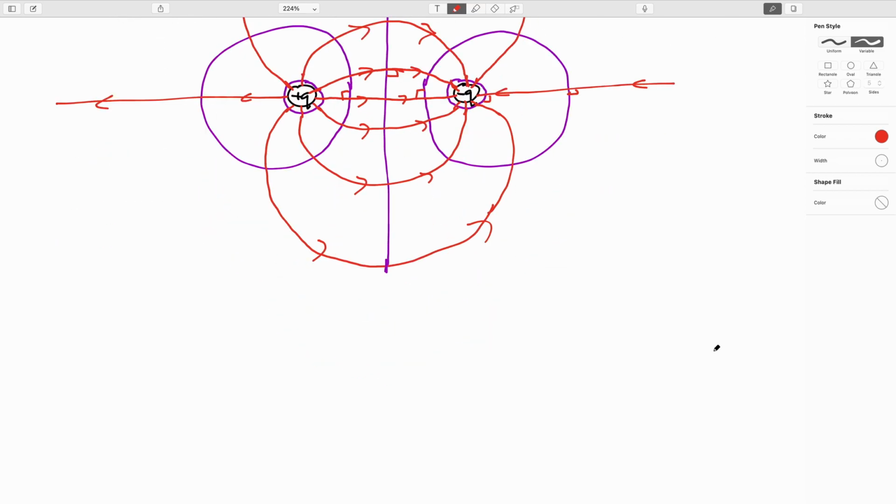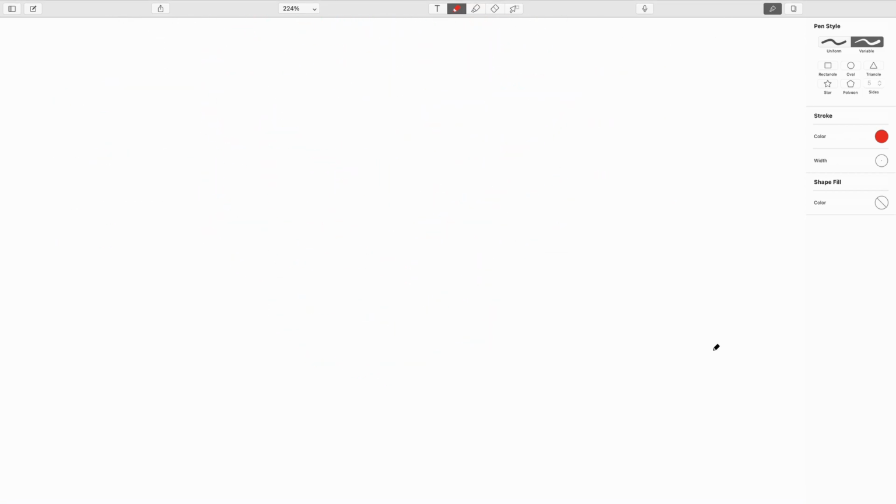Another application of this that I do want to get into is revisiting conductors in equilibrium.